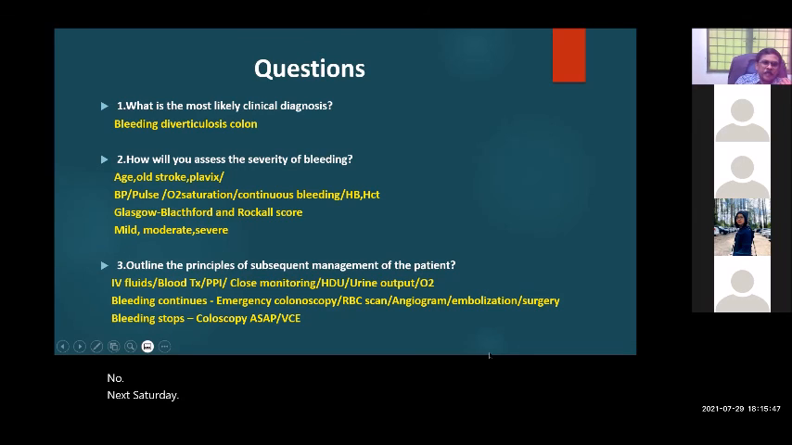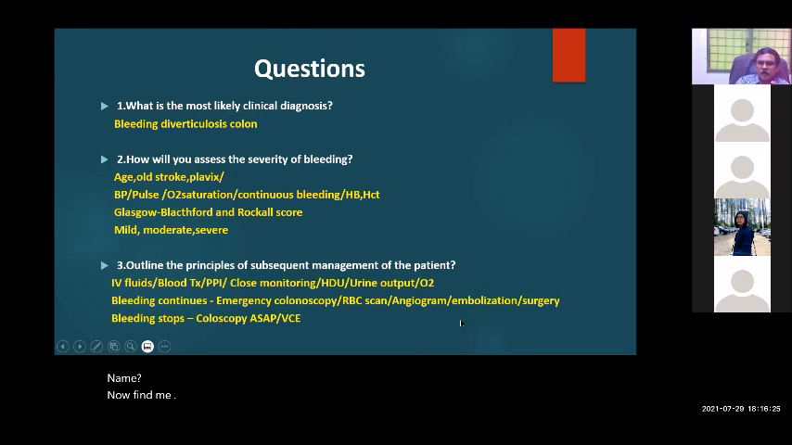Okay. If the bleeding stops, which fortunately is the most common scenario, I think 70–80% of the bleeding will stop. You give blood, then you give PPI, all these things, and the bleeding will temporarily stop. Then you have time to do your colonoscopy as soon as possible. And if you do colonoscopy and cannot find any cause, then maybe it's elective, you can prepare for VCE, video capsule endoscopy.